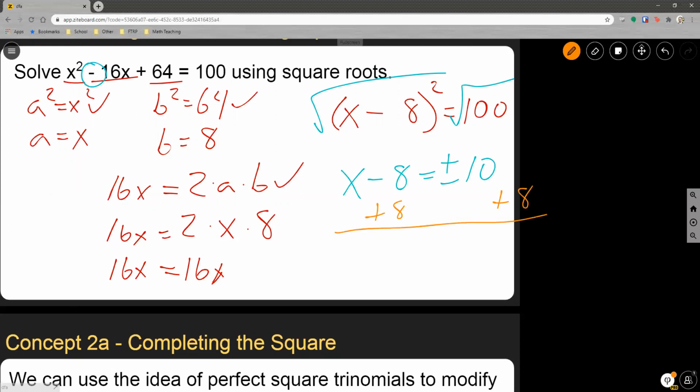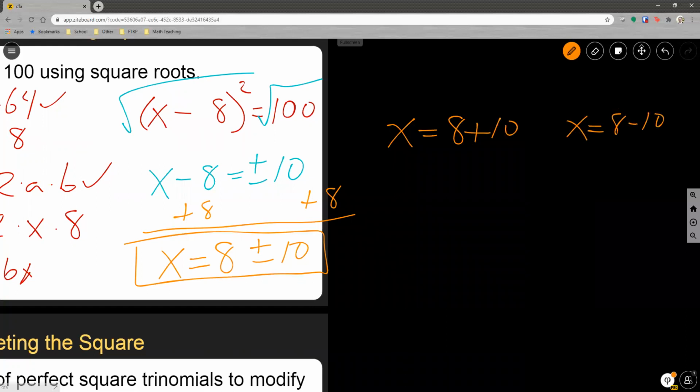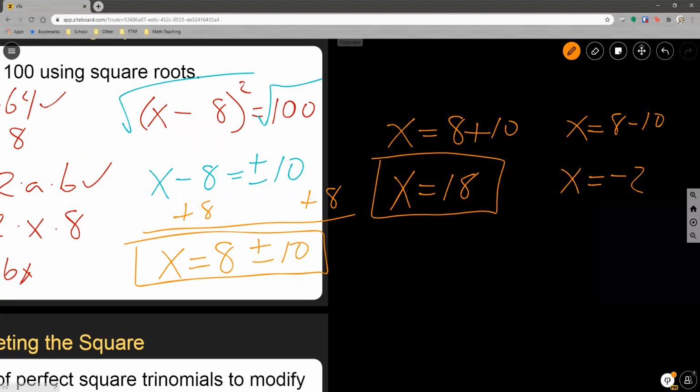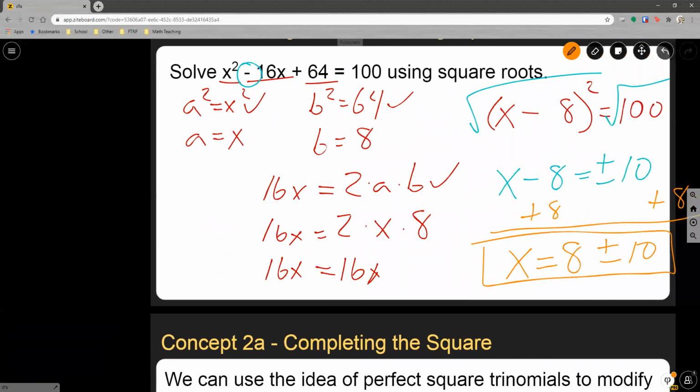I'll write this in the correct order. I get x equals 8 plus or minus 10. So there's my answer. If I want to get more specific, I can solve both of these possibilities. X equals 8 plus 10, and x equals 8 minus 10. Well, x equals 18 for the first one, and x equals -2 for the second. And that gives me my two values for x in this quadratic.